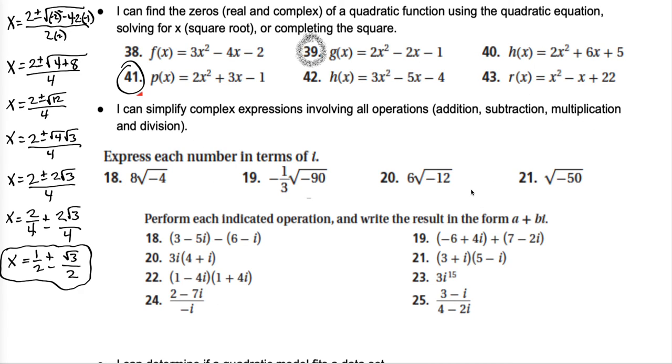I don't really have anywhere to write. You know what? Let me go to a new page. 2x squared plus 3x minus 1.